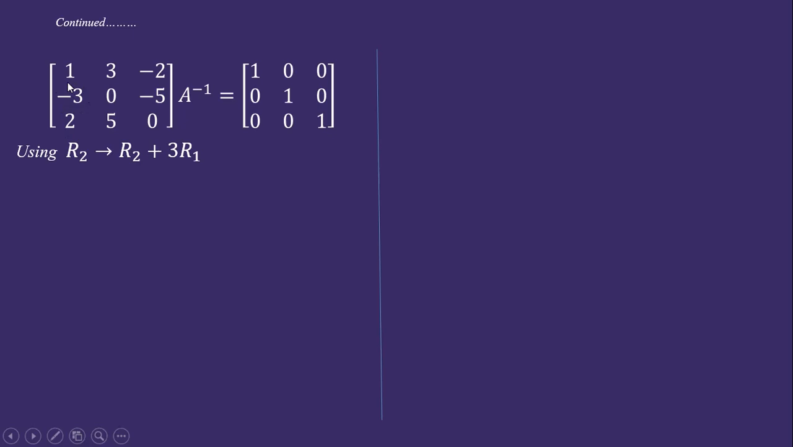Now we require 0 here in place of minus 3. So we make use of this element 1. We multiply the first row by 3. So we get here 3, and here we have minus 3, and then we add these first row elements to the second row. So we get minus 3 plus 3 equal to 0. So to get here 0 in place of minus 3, we apply the transformation to the second row, and it is R2 plus 3 R1. We multiply the first row by 3 and add to the second row.